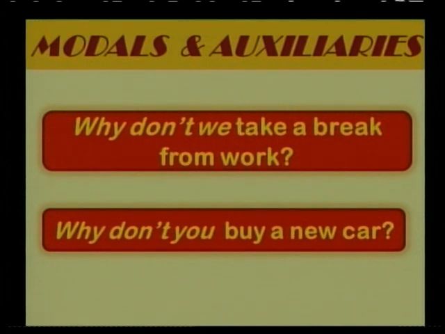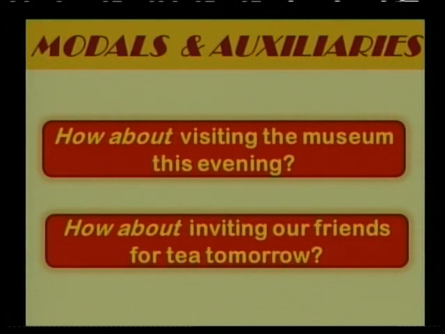Similarly, look at the second sentence: why don't you buy a new car? Again, this is not a clear question. You are not asking someone for information by asking this question, but you are making it very clear. You are giving a suggestion. Why don't you buy a new car? All right, let's go a little further.